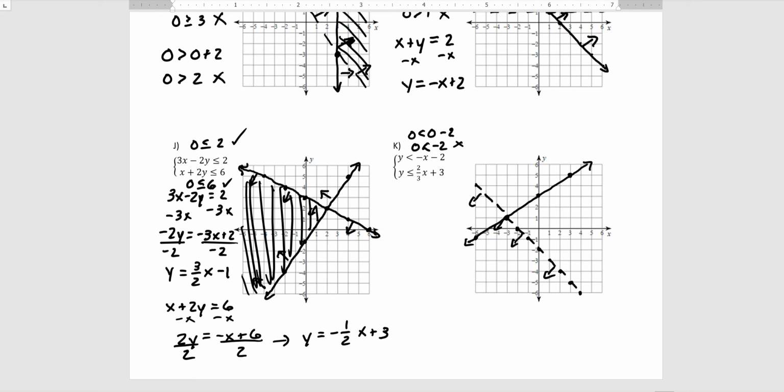And when I plug in 0, I get 0 is less than or equal to 0 plus 3. Is 0 less than or equal to 3? Yes, it is. So this one will be shaded toward 0, 0. So it's going to be going this direction, which shows me that the overlap is right here. Fantastic. And that concludes our Objective 17 notes.